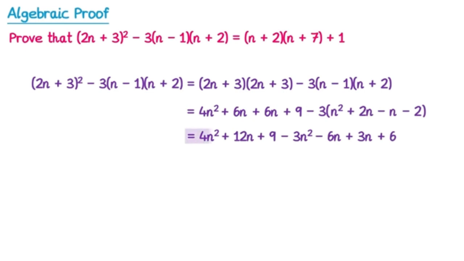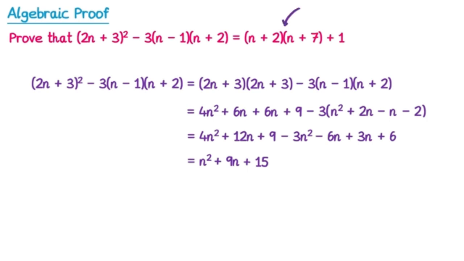We can now simplify by collecting like terms. So in n squared, we've got 4n squared minus 3n squared, which is 1n squared. We've got 12n minus 6n plus 3n, which is plus 9n. And then we have 9 add 6, which is 15. Now the right hand side for this example is a little bit different. We have a double bracket, but then we also have plus 1.